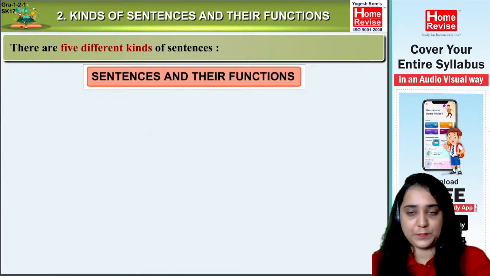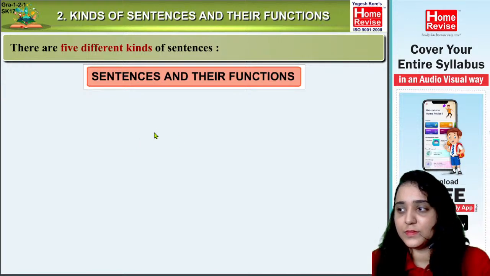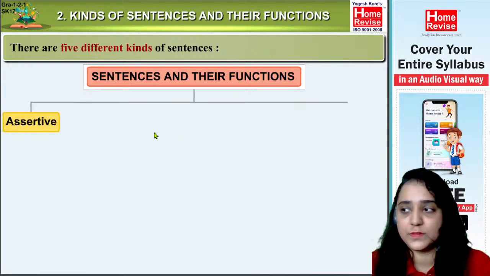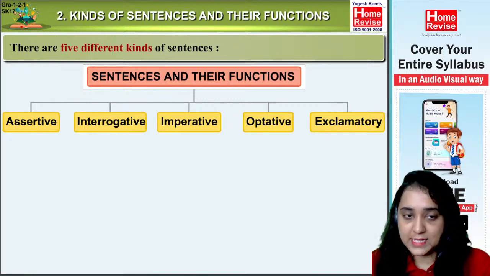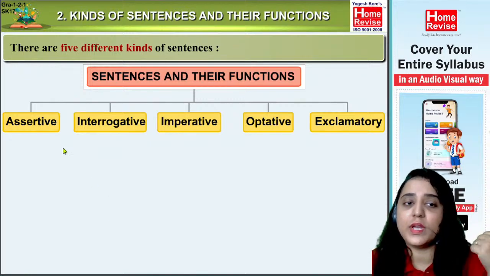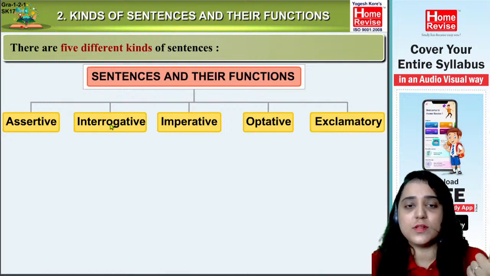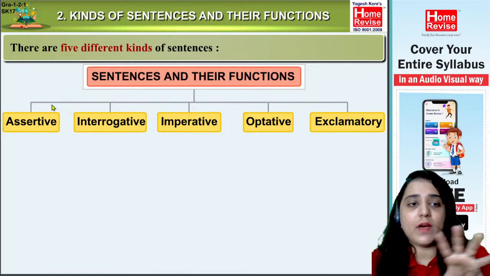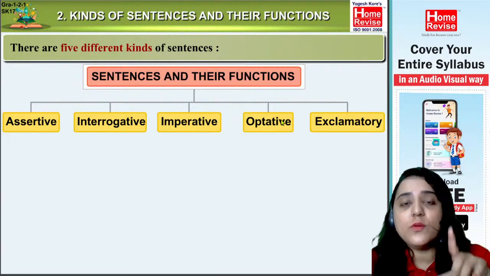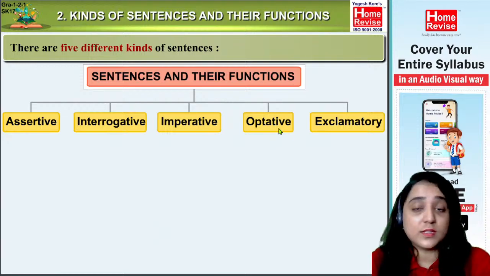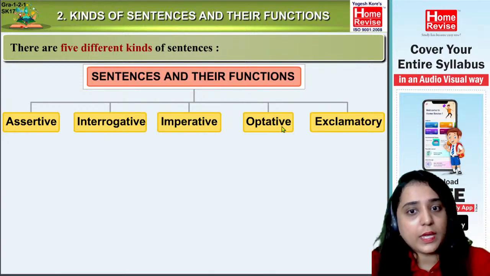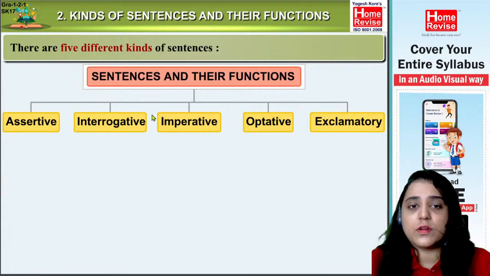And their functions. Types of sentences are assertive, interrogative, imperative, optative, exclamatory. Now, the majority of you might know assertive very well, interrogative also, imperative and exclamatory. Among these 4, a new kind of sentence has been added. It is optative. So: assertive, interrogative, imperative, optative and exclamatory.